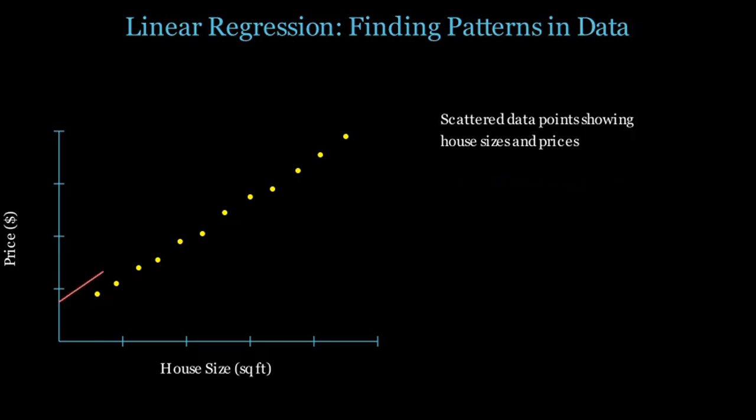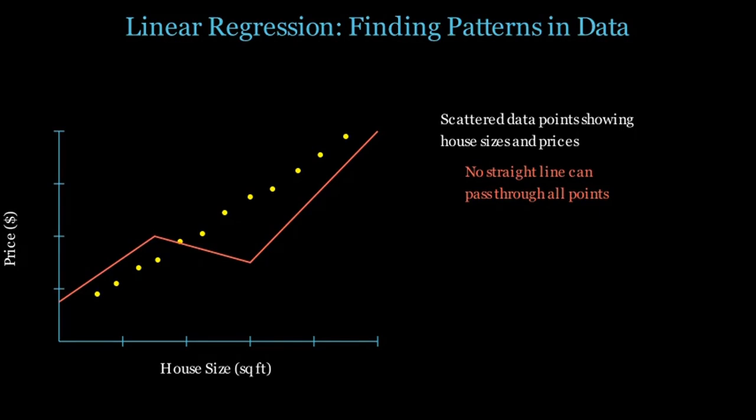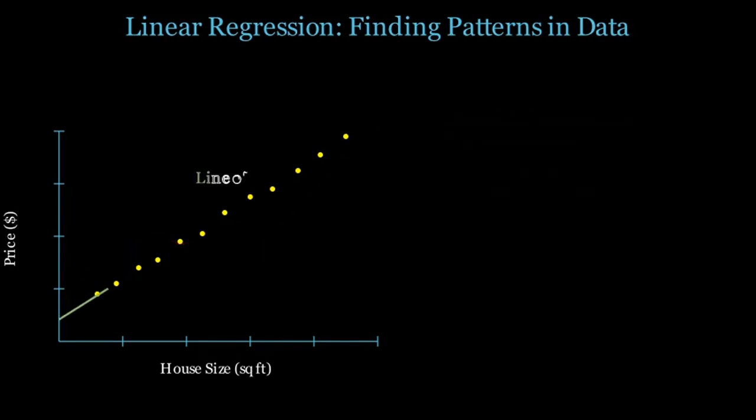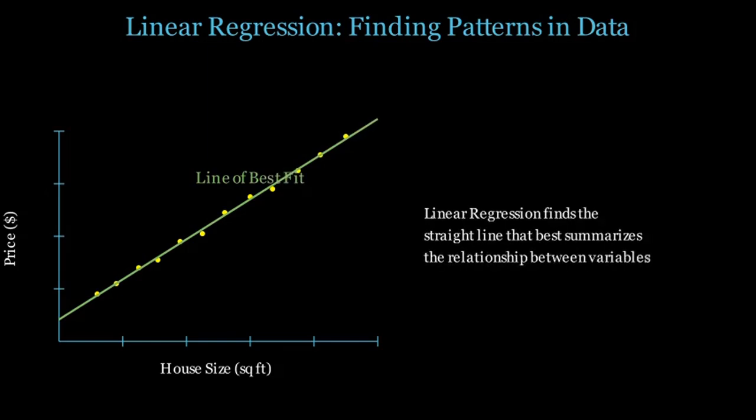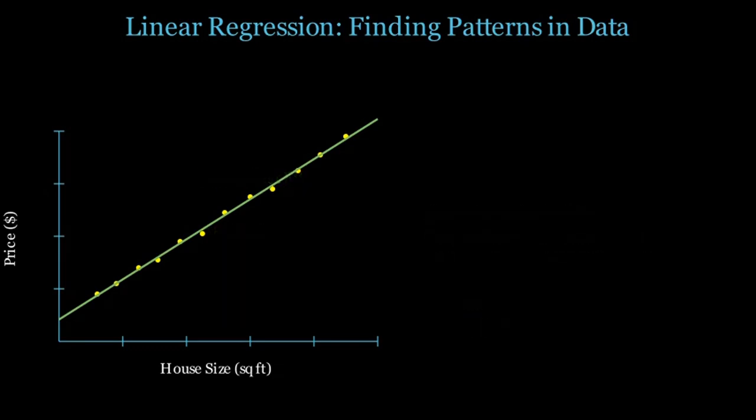We could try drawing a line through all the points, but as you can see, no single straight line can pass through every point perfectly. Linear regression finds the line of best fit, the straight line that best summarizes the relationship. It minimizes the total distance, residuals, from all points. The line doesn't have to be perfect, just the closest fit.